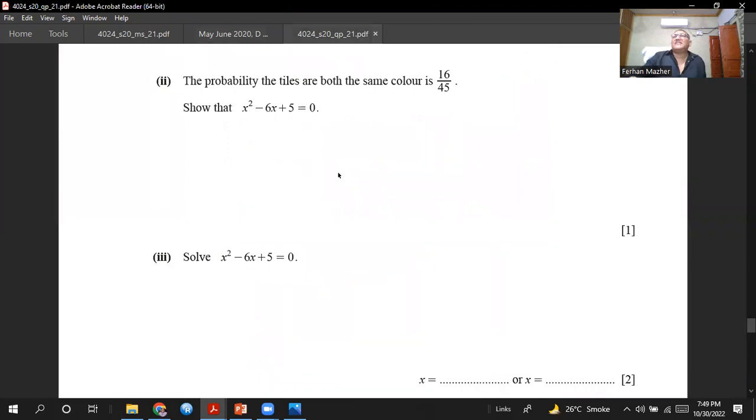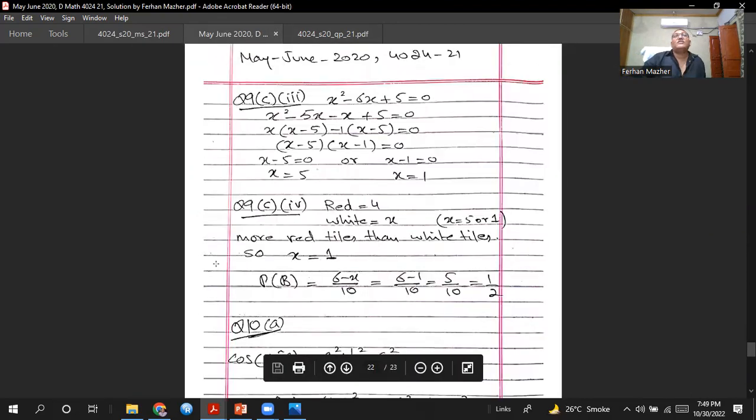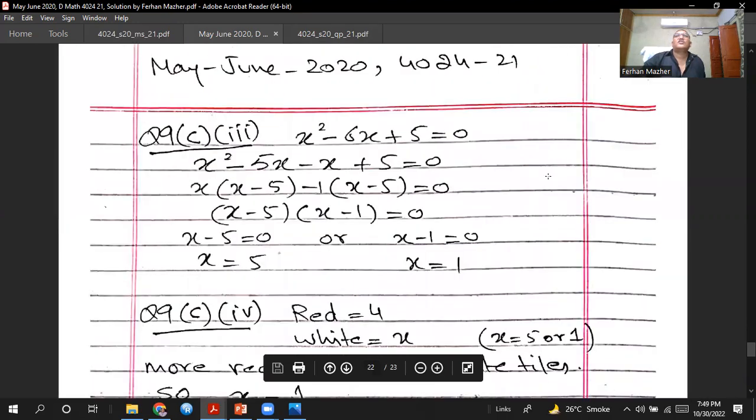In the last part, a 2-mark question, he says solve this equation: x squared minus 6x plus 5 equals 0. Easily, I can do the middle-term breaking here. On your screen, that's showing up. So I'm going to do the middle-term breaking.